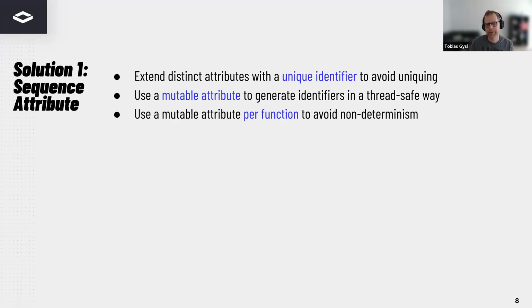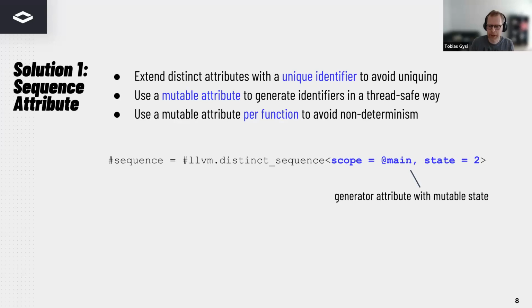To avoid non-determinism, we could generate identifiers on a per function level. So this is now very abstract. Let me give you an example. The mutable attribute that generates a sequence of unique identifiers could look like this. We call it here distinct sequence. It has a scope, so that is basically the function for which it can be used to generate identifiers. And it has a mutable state. The state here is 2, but this is mutable, basically.